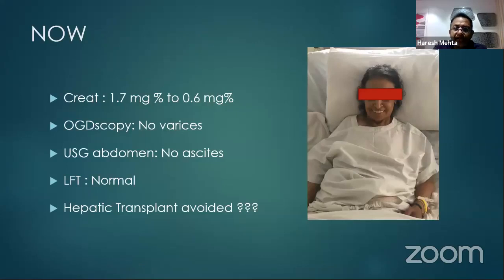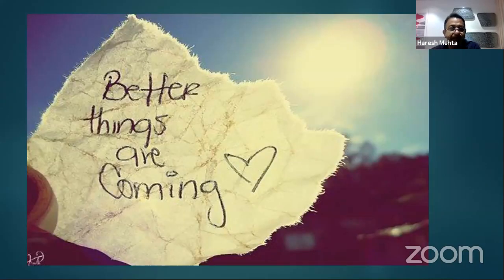So creatinine in a couple of days went down from 1.7 to 0.6. On OGD scopy and follow-up, she had no varices, she had no ascites, and the LFT returned to normal. And we avoided her hepatic transplant. She's now 2 years down the line. She's back in Kuwait, and she's not had a recurrence of her heart failure, and she's doing well. So this is my case of tricuspid valve, which was done. I'm sure there are better things coming our way. Thank you very much.